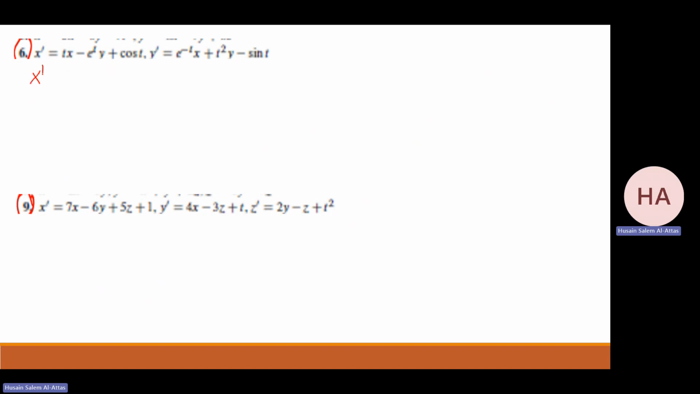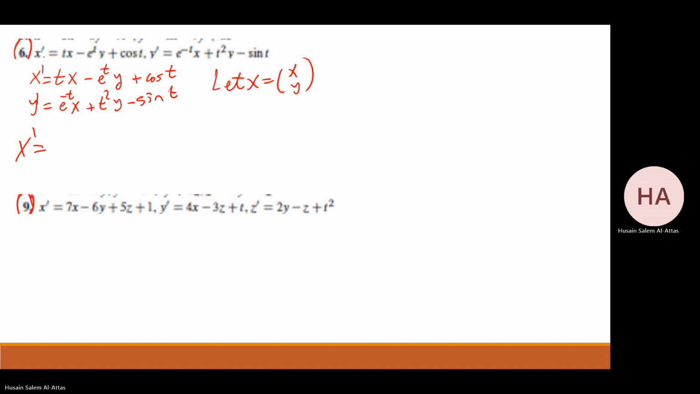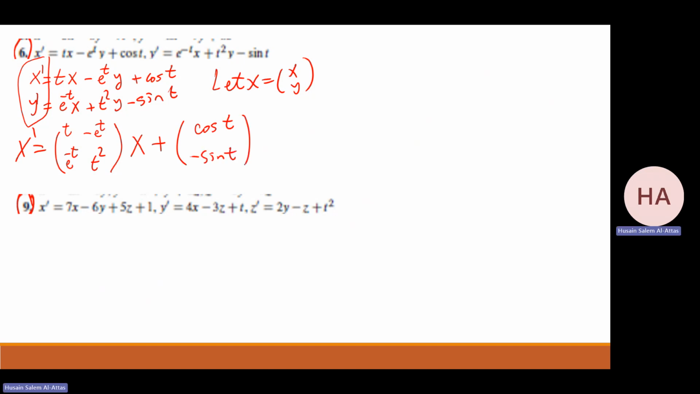So I have x prime equal tx minus e^t y plus cosine of t. This is y prime: e^(-t) x plus t squared y minus sine t. So I let capital X be x, y. So what I have is x prime equal what? This is times x, which is x, y. So I have t, minus e^t, e^(-t), t squared, plus the right-hand side, which is cosine t, minus sine t.